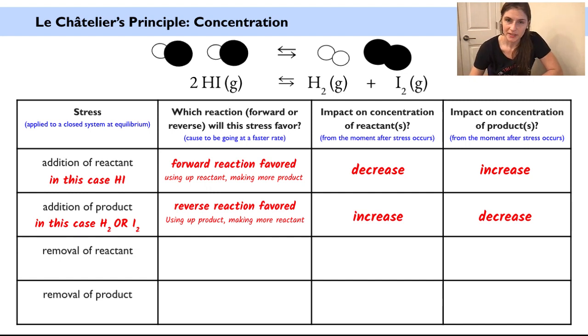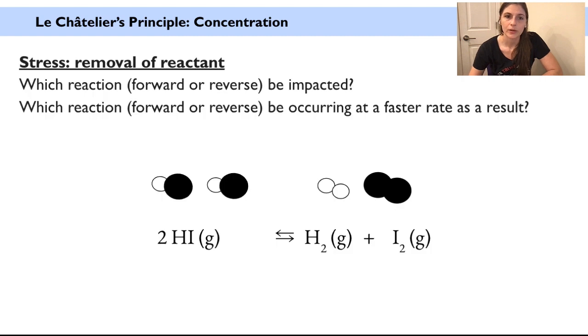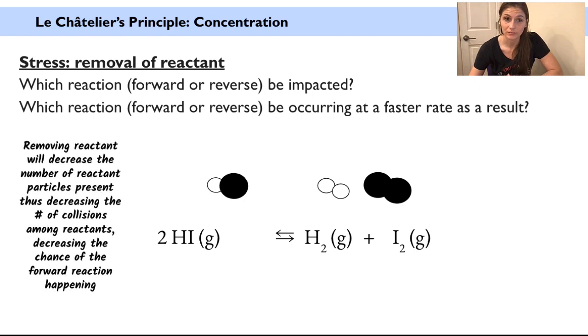Let's think about the opposite scenario. What if instead of adding, we remove? So let's think about removing reactant, if we get rid of some of the HI particles. If I remove reactant, I am going to be affecting my forward reaction. By removing reactant, I am decreasing the number of reactant particles present, and this will decrease the number of collisions that reactant particles can have, which will decrease the rate of the forward reaction. So the rate of the forward reaction will decrease.